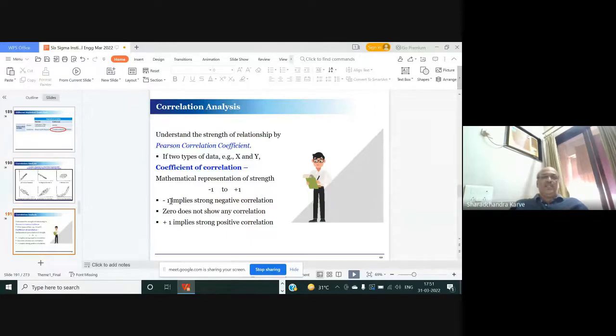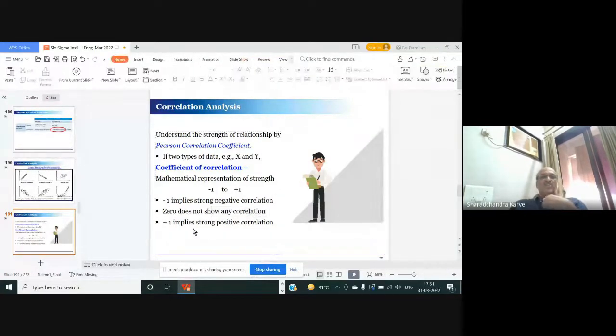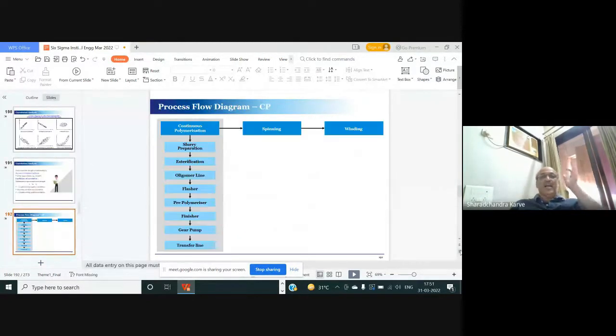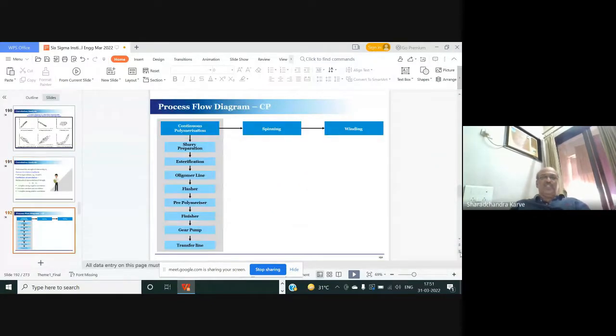When it is -1, it implies a strong negative correlation. As it goes towards 0, it does not show any correlation. And if it goes towards +1, it implies a strong positive relationship. We calculate that, which is called R. Now let us look at an example of how it is calculated. I want to analyze some problem in my continuous process. The problem in a continuous process is generally the interruptions in the process. We call it a break pattern.